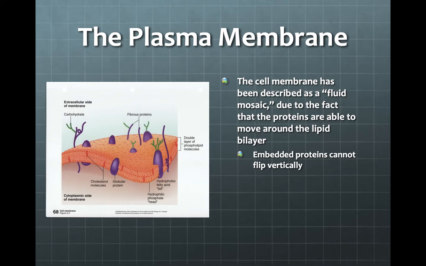Now, the cell membrane has been described as a fluid mosaic model, and this is due to the fact that proteins are able to move around in the bilayer. As we talked about, there are times that we need certain organelles or certain materials on certain sides of the cell. So these membranes are allowed to move this way or this way, but they cannot flip vertically, so it can't go from this way to all of a sudden start pointing to the other side. These transmembrane proteins aren't allowed to flip.